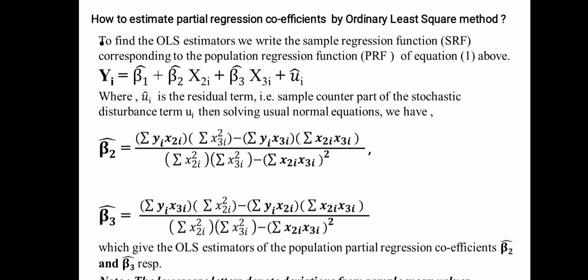This is the sample regression function corresponding to the population regression function, that is yi equal to beta 1 cap, the estimated value, plus beta 2 cap into x2i, where beta 2 cap is the estimated value and x2i is the regressor, plus beta 3 cap into x3i, again the estimated regression coefficient, plus ui cap, where ui cap is the residual term, the sample counterpart of the stochastic disturbance term ui. Then solving the usual normal equations, we have the following.